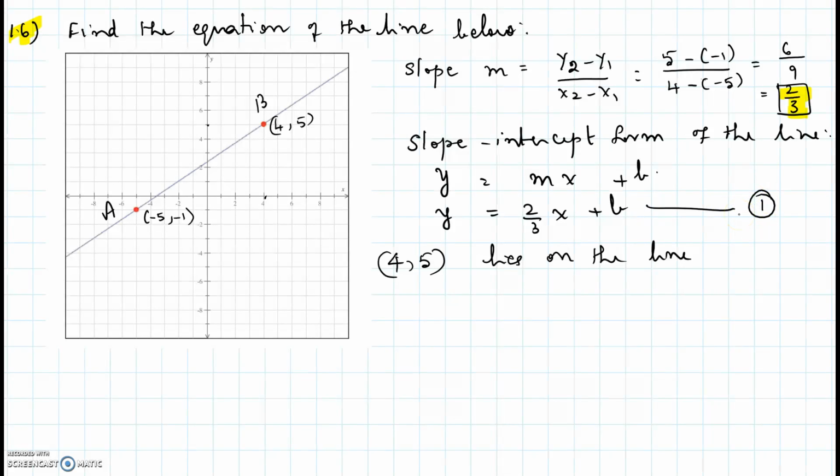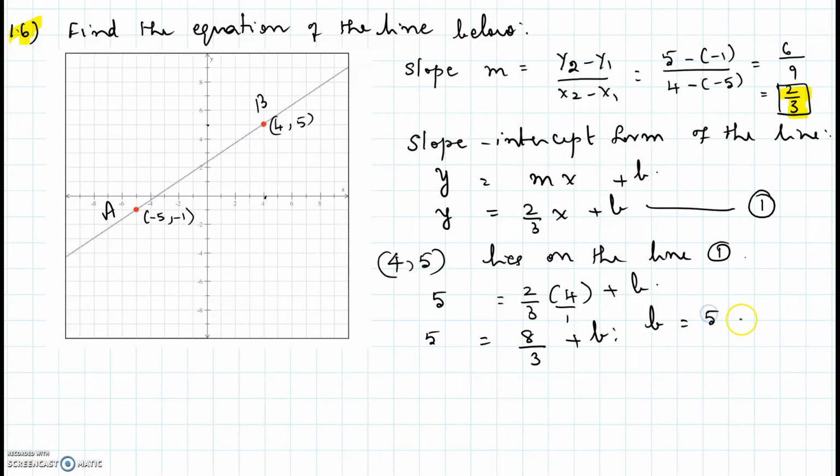Just for reference, we will call this equation 1. So 4, 5 lies on line 1. We can replace y by 5 and x by 4, and then leave the b as is and solve for b. So 5 equals 2 times 4, 8 divided by 3, plus b. Or b equals, move the 8/3 to the other side, so it is 5 minus 8/3.